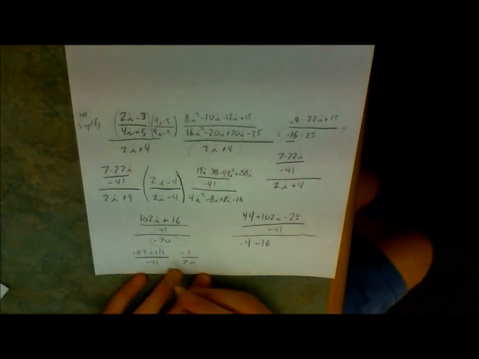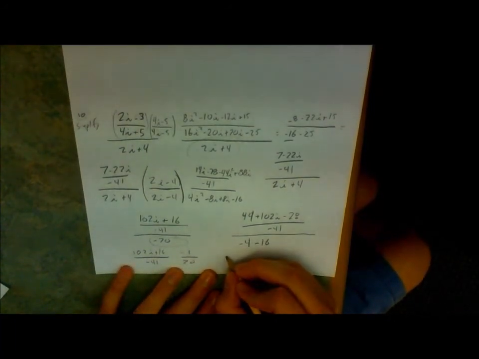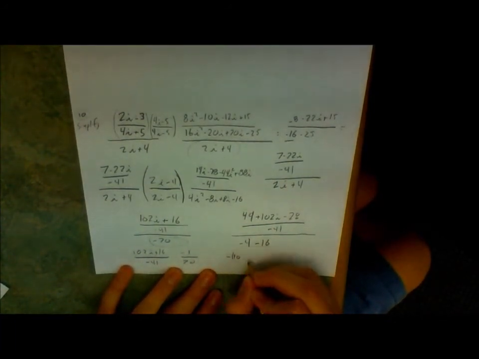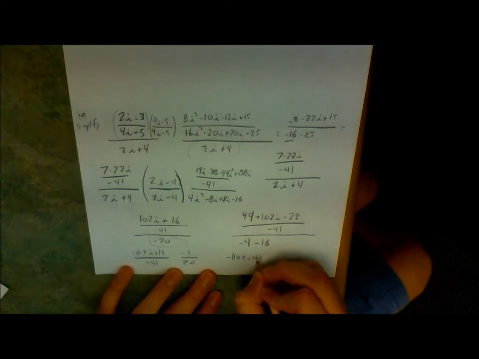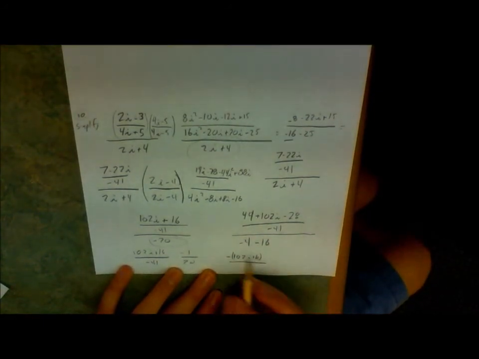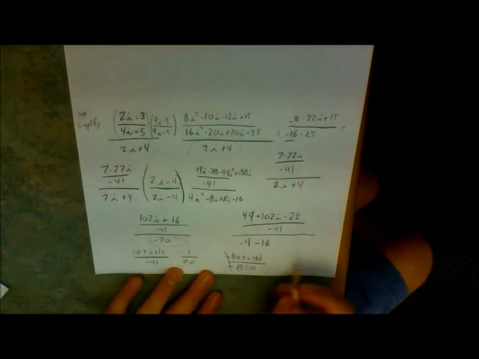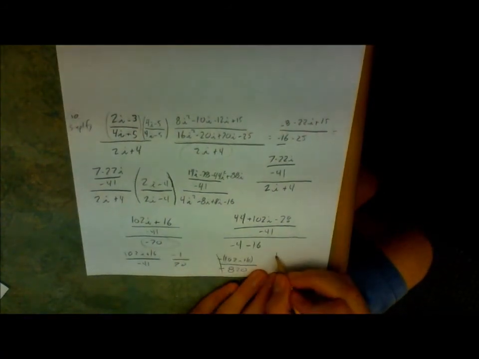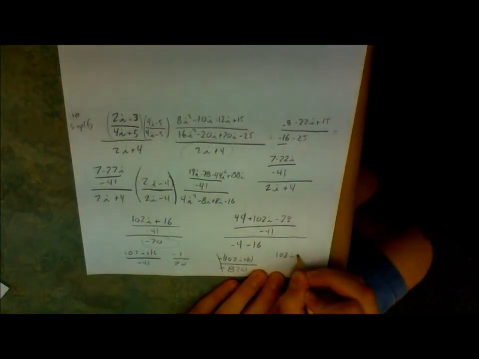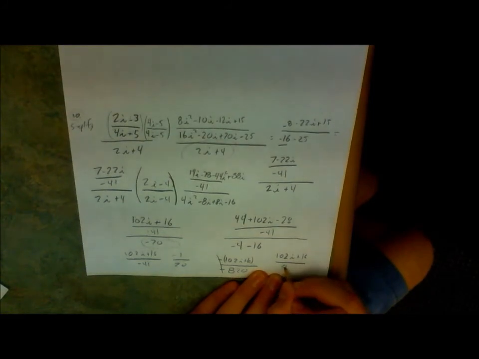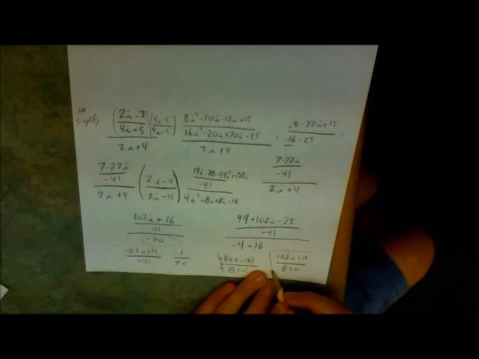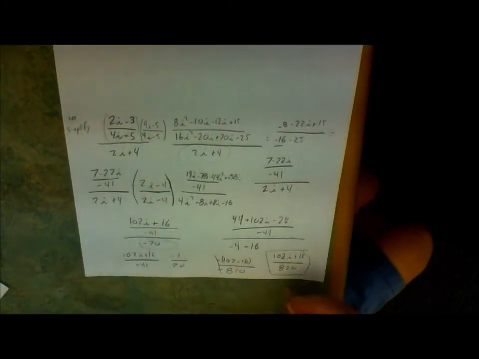So what we want to do, multiply it quickly. Negative 102i plus 16 over negative 820. Get rid of the negatives, so the final answer would be 102i plus 16 over 820. Very nice numbers here, but that's how you do it.